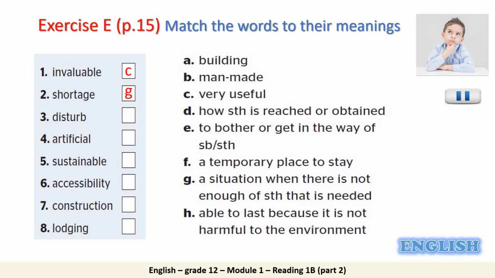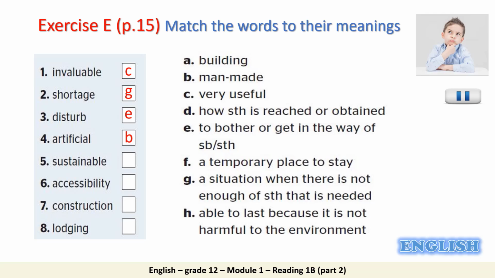Number 3, disturb, good, E, to bother or get in the way of somebody or something. Number 4, artificial, man-made, excellent. In text C, the islands were artificial islands, means man-made islands. Can you tell me which island in Qatar is artificial? Good, the Pearl is an artificial island.